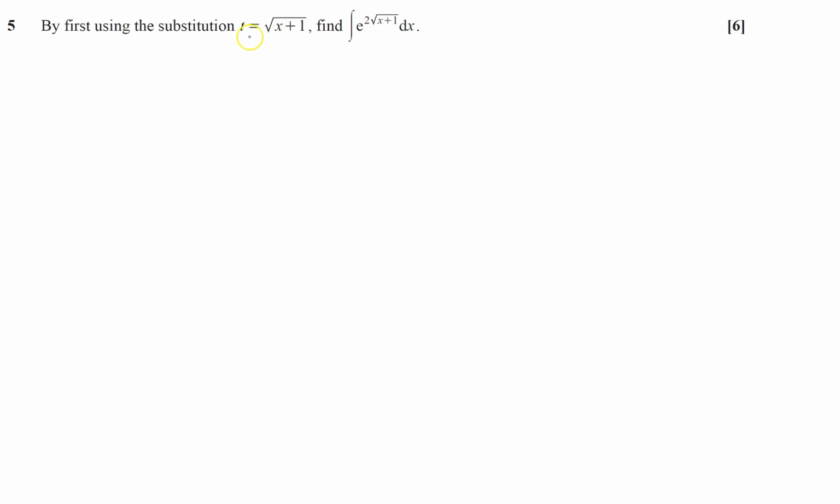Okay, so use the substitution t equals root x plus 1. Obviously, I'm going to have to differentiate this, so I'm going to put it as (x plus 1) to the half. And so that will give us, if I do this, the integral of e to the 2t, but I've got to have the dx bit.